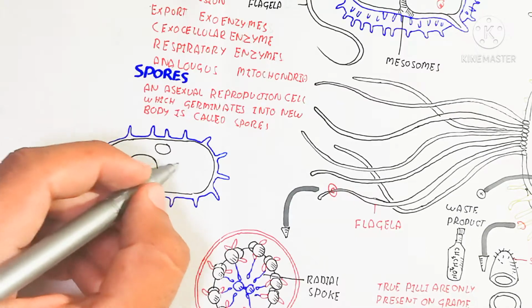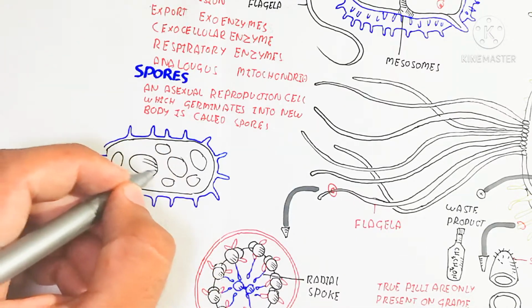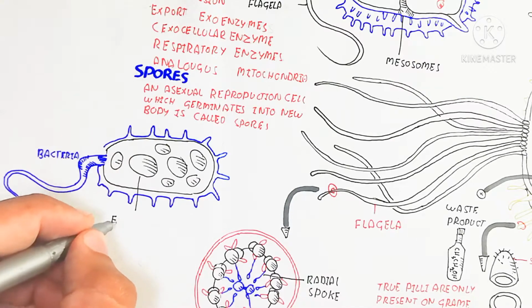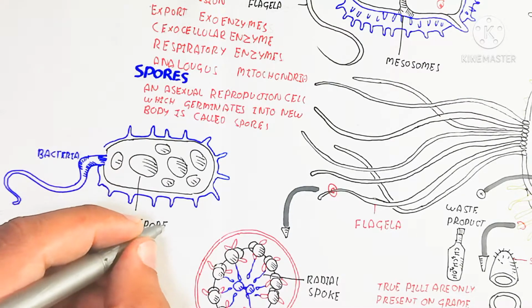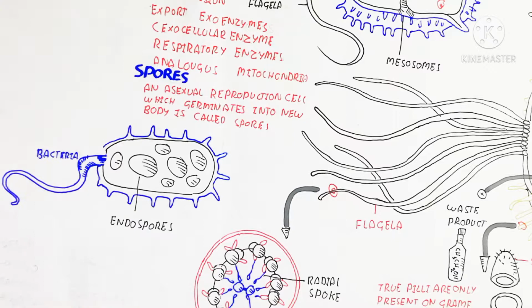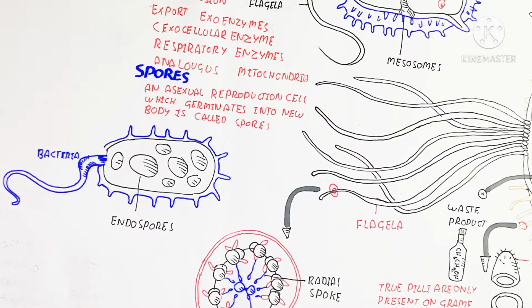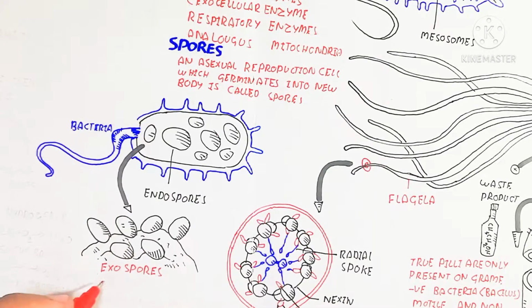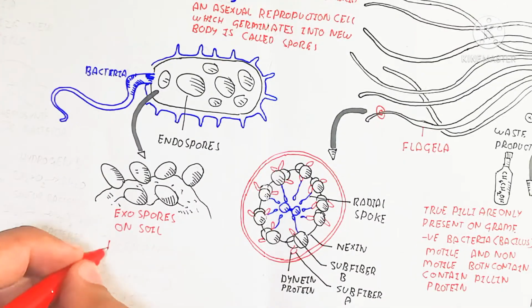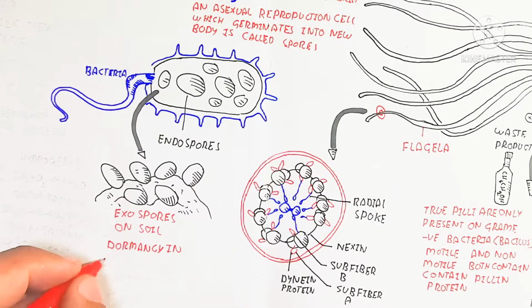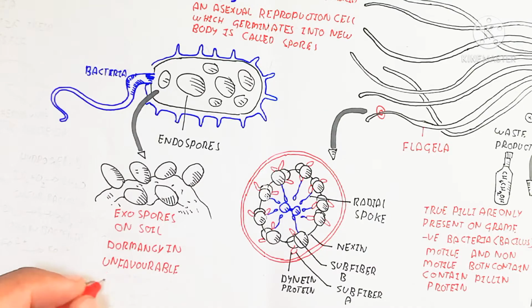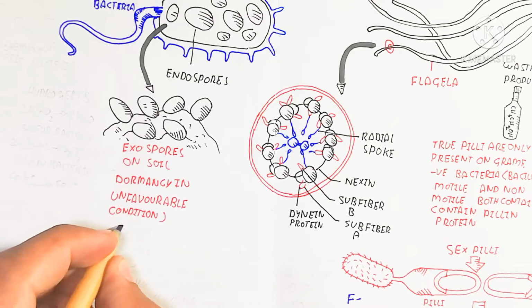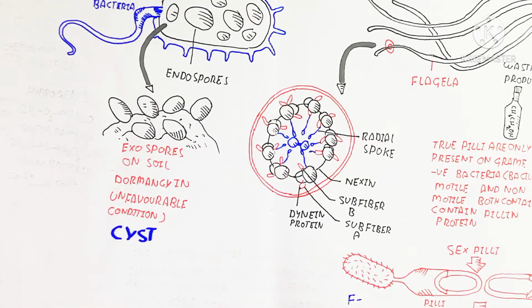Endo means inside, and spore means spore. So the endospores develop inside the bacteria, and ultimately the bacterial cell will die, and at the time of favorable conditions the spore will germinate again. The exospore is on soil, and it is a dormant state in unfavorable conditions and germinates during favorable conditions.